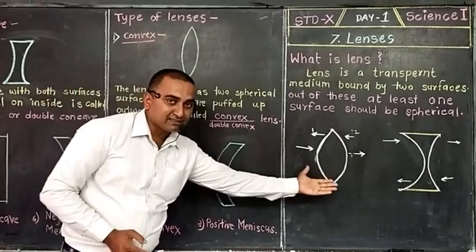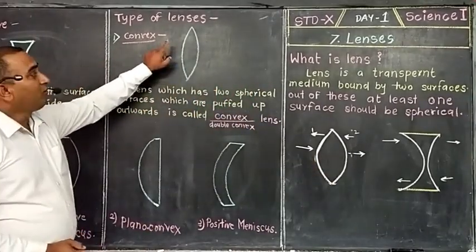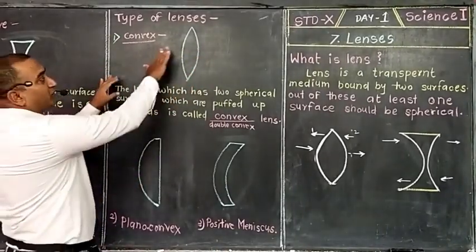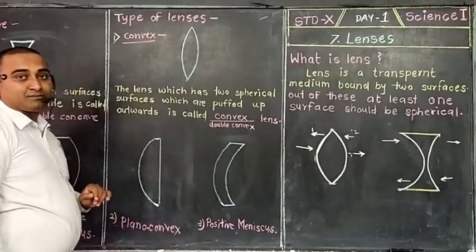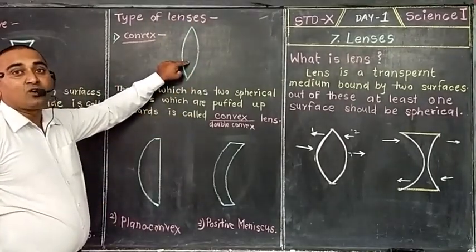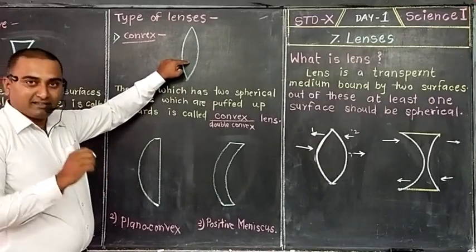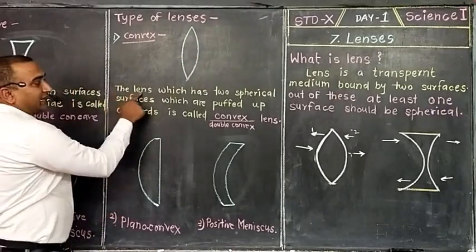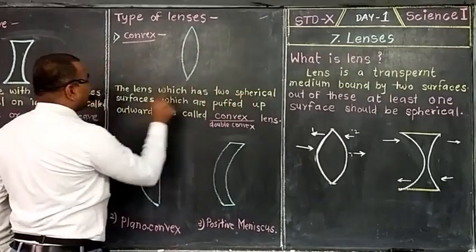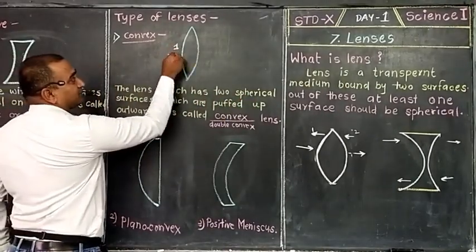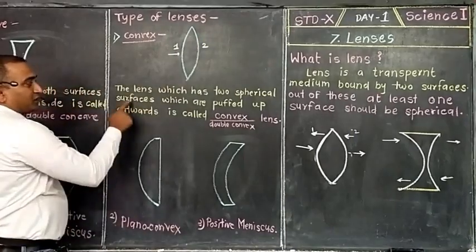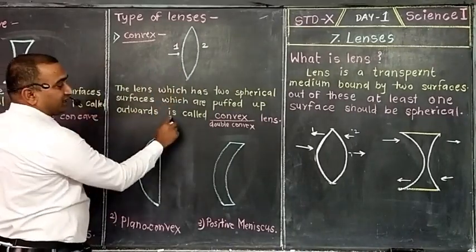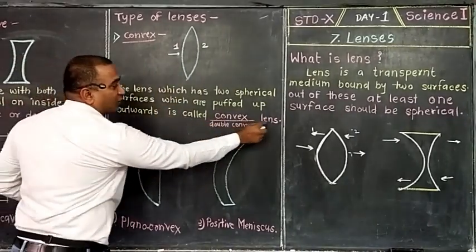See here, just as we have discussed. This is a lens. Both parts are spherical, that is, both surfaces are spherical and both surfaces are outwardly bulged. Such a lens is generally called a convex lens, but actually it is a double convex lens. The lens has 2 spherical surfaces, surface number 1 and surface number 2. The 2 surfaces which are popped up outward make a convex or double convex lens.